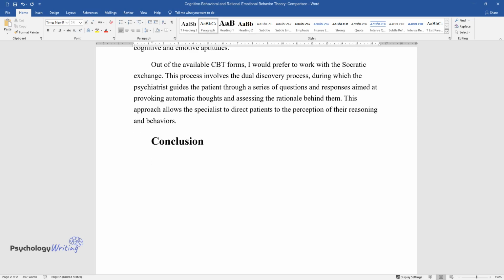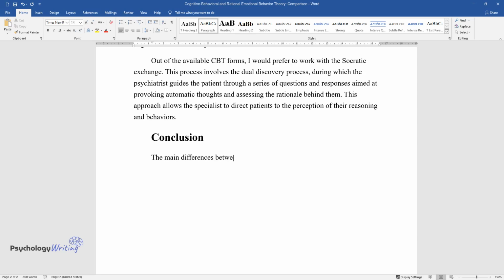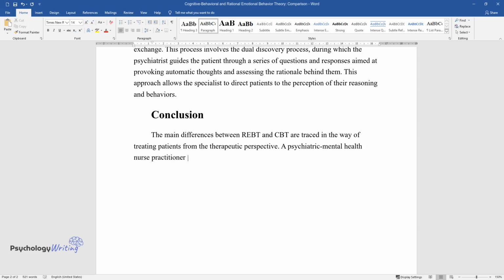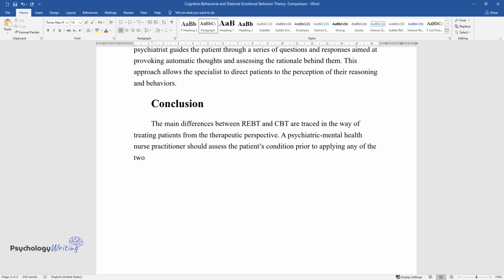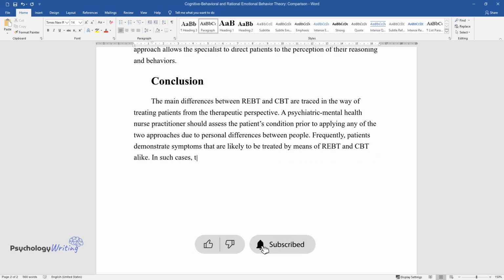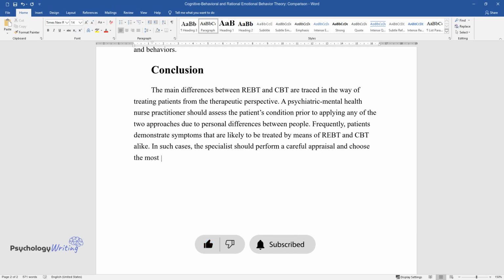Conclusion. The main differences between REBT and CBT are traced in the way of treating patients from the therapeutic perspective. A psychiatric mental health nurse practitioner should assess the patient's condition prior to applying any of the two approaches due to personal differences between people. Frequently, patients demonstrate symptoms that are likely to be treated by means of REBT and CBT alike. In such cases, the specialist should perform a careful appraisal and choose the most suitable method.